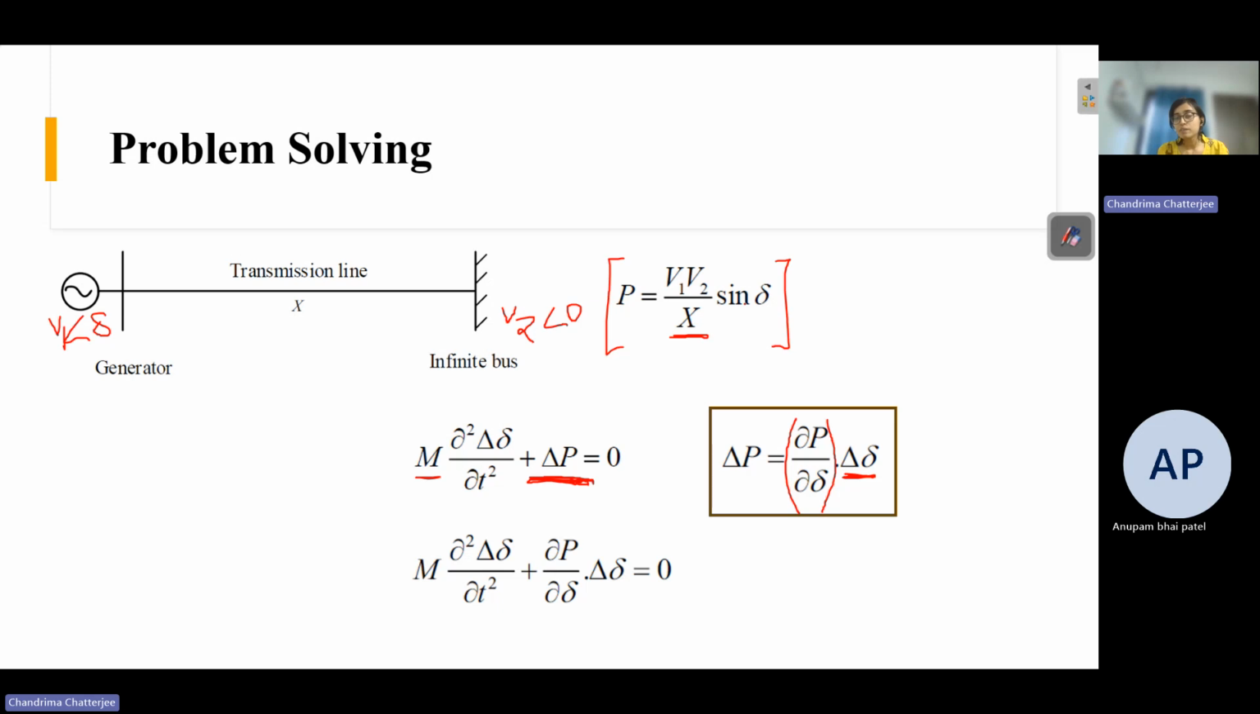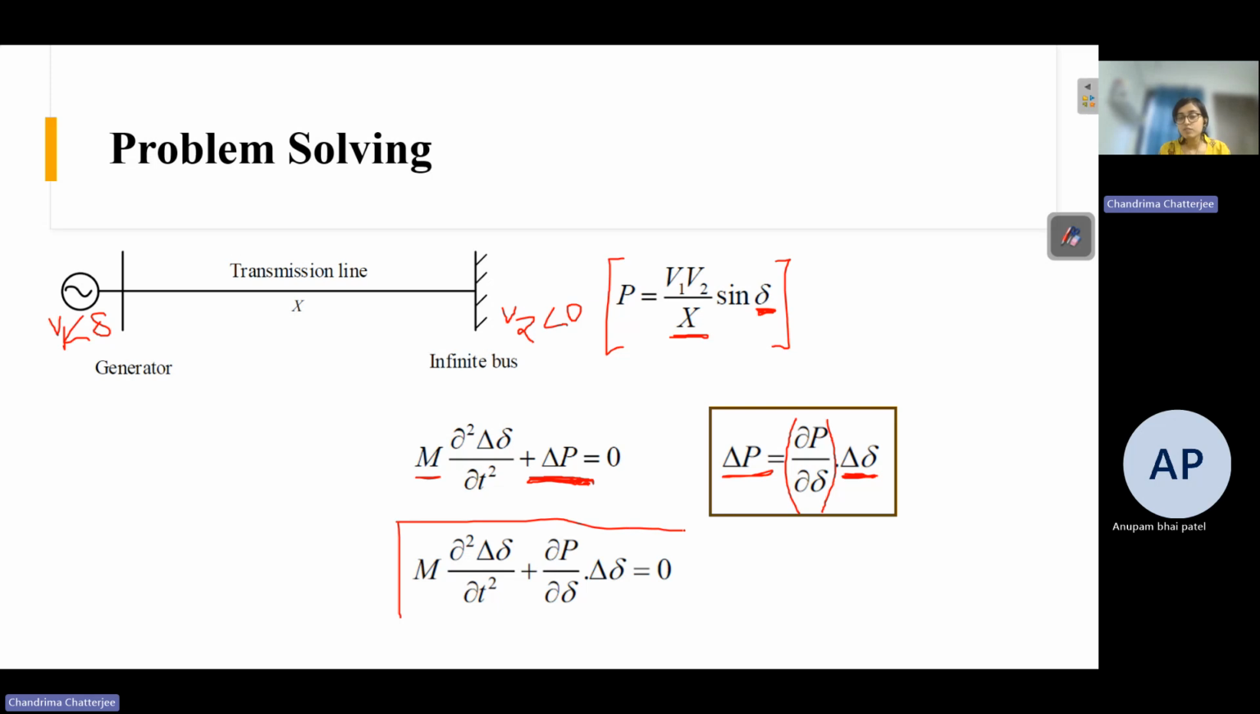So the power is basically dependent on delta, the power angle. That's why whenever there is a perturbation in delta, then we will get a perturbation in power also, because the power is dependent on delta. It is a function of delta.